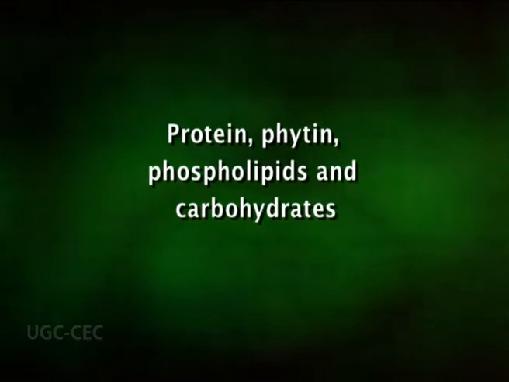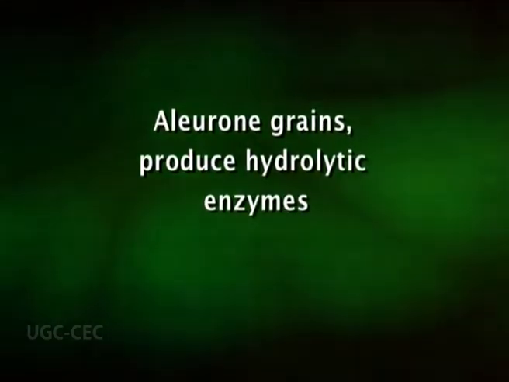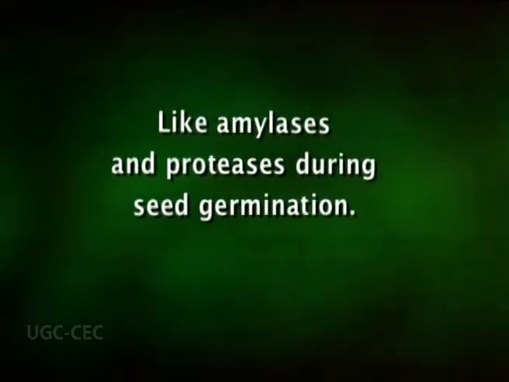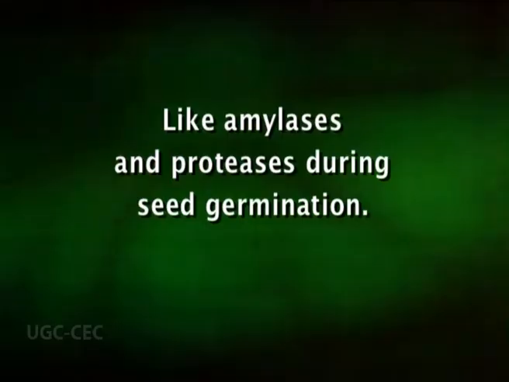embryo. In cereal grains, the outermost layer of endosperm is known as aleurone layer. The cells of aleurone layer contain aleurone grains which are bound by a unit membrane. Apart from being storehouse for important nutrients like proteins, phytin, phospholipids and carbohydrates, aleurone grains produce hydrolytic enzymes like amylases and proteases during seed germination.